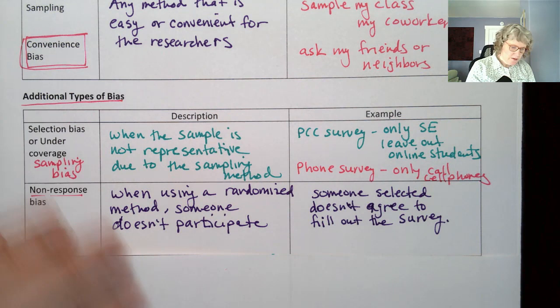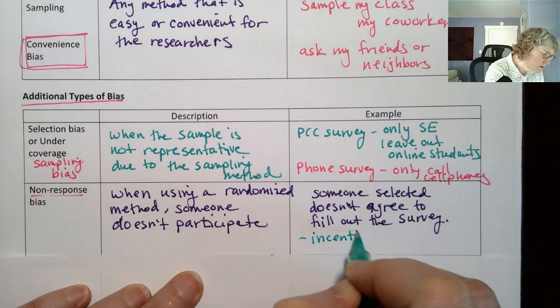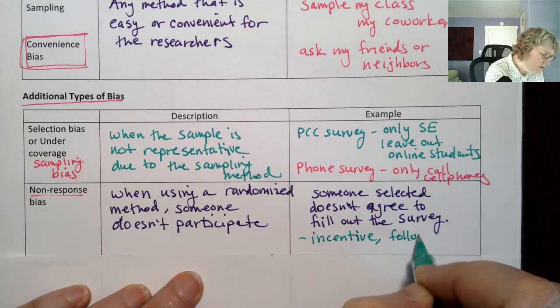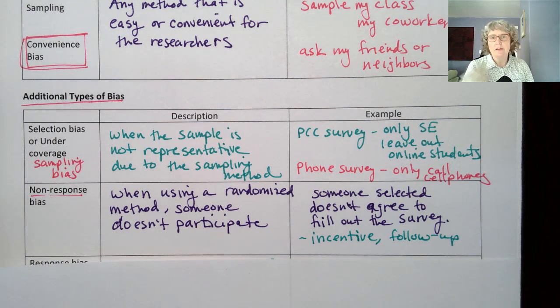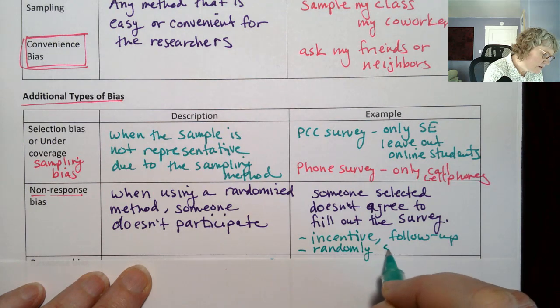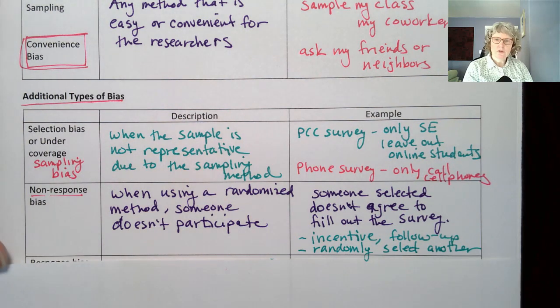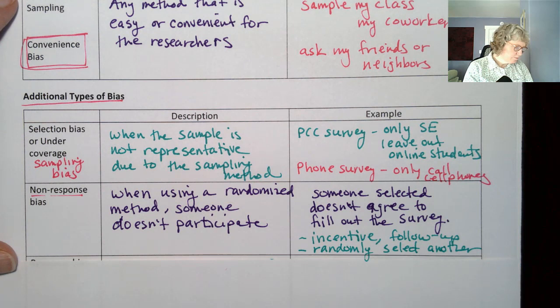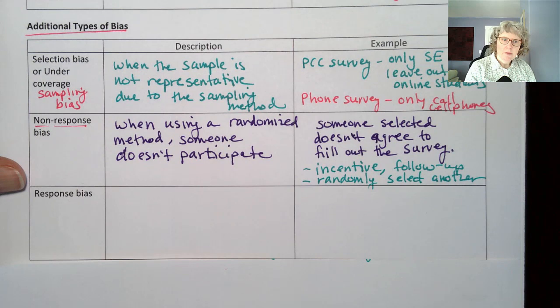So things we try to do for this are provide an incentive, follow up, and sometimes what people do is then select someone else so that it's another random person, so we still meet the sample size. So substitute, randomly select another. Those are some things you can do to try to make that as small as possible. Because we honestly can't force people to participate.